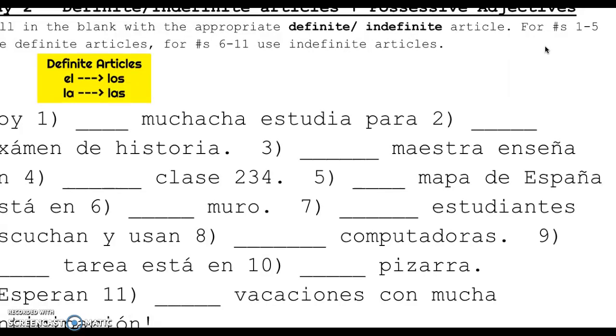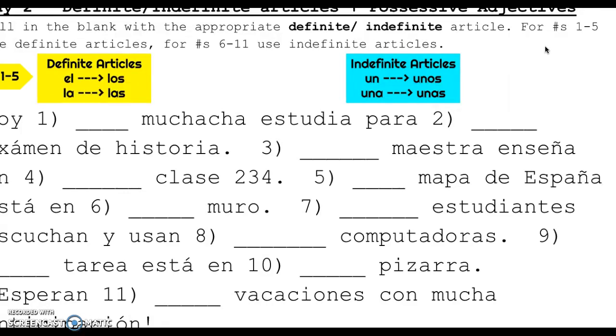So here's what your grid should look like. We have definite articles, singular el and la, plural los and las. Indefinite articles are un and una, plural unos and unas. So we're going to be using definite articles for numbers 1 through 5 and indefinite articles for 6 through 11. So again, please look at this, pause this video, and fill in the blanks.